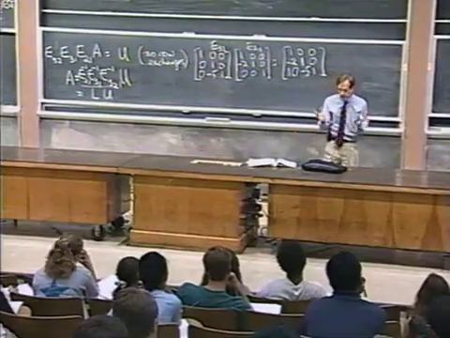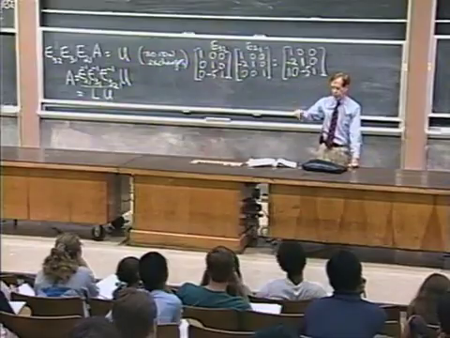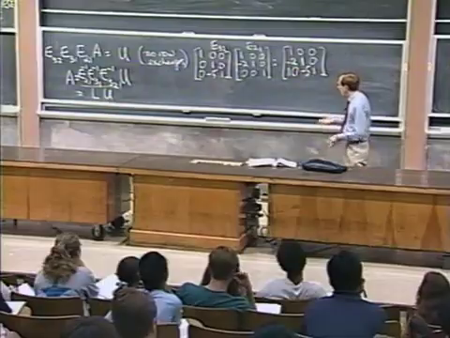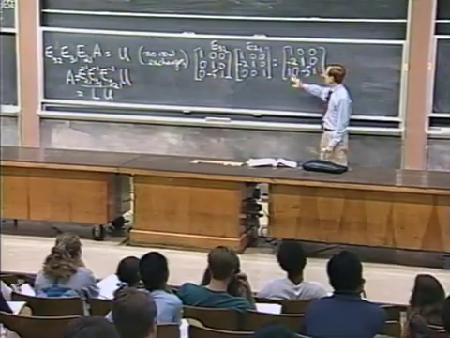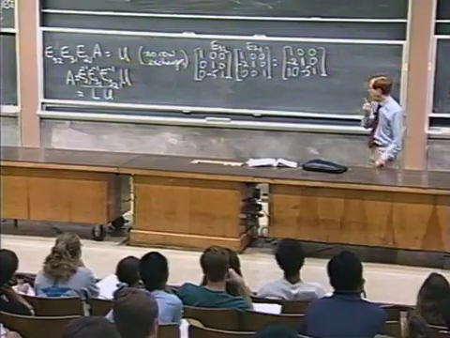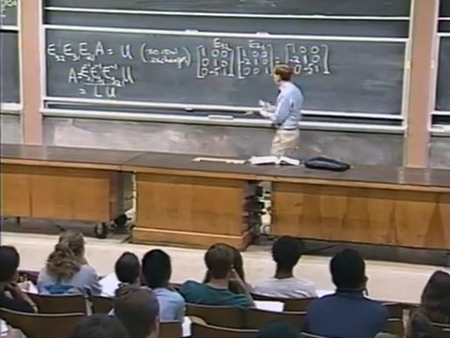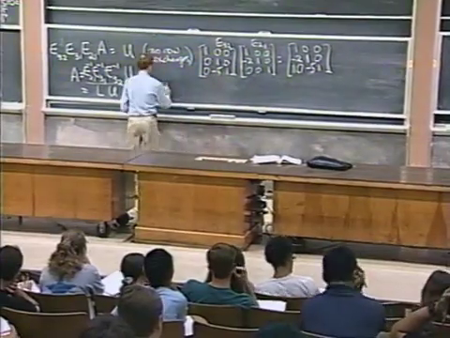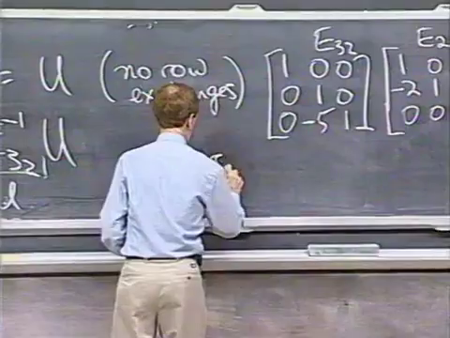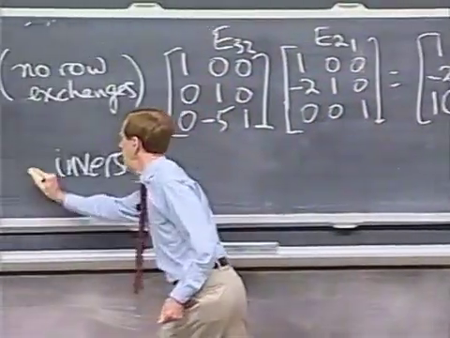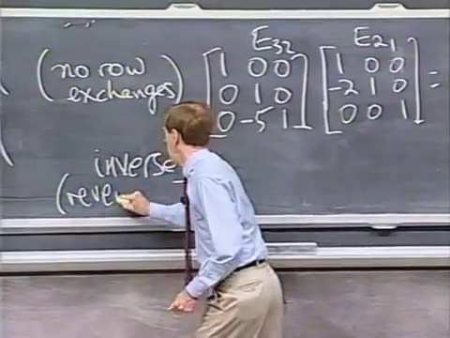Well, it did, because 2 of it got removed from row 2, and then 5 of those got removed from row 3. So altogether 10 of row 1 got thrown into row 3. Now my point is in the reverse direction. So now I'll do the inverses below it, and of course in opposite order, reverse order.